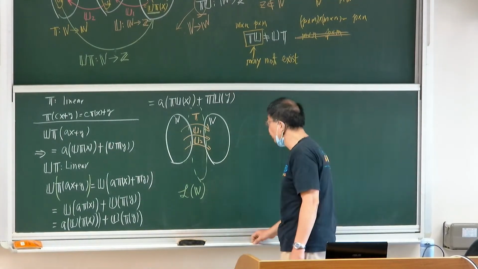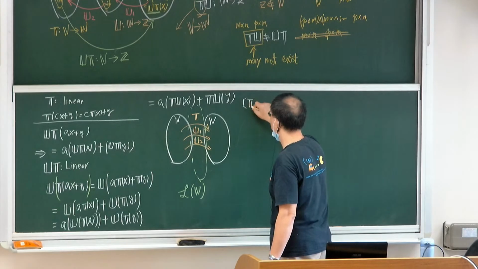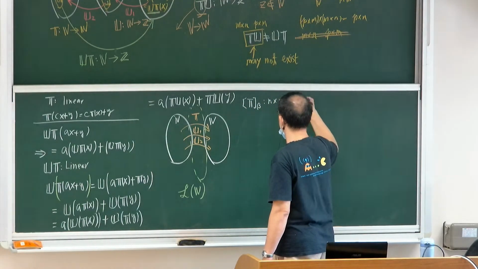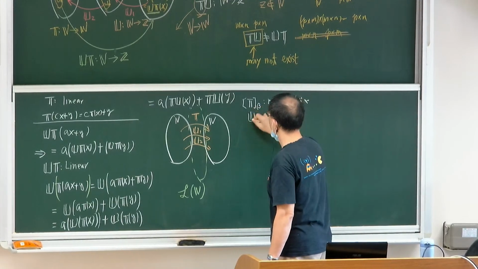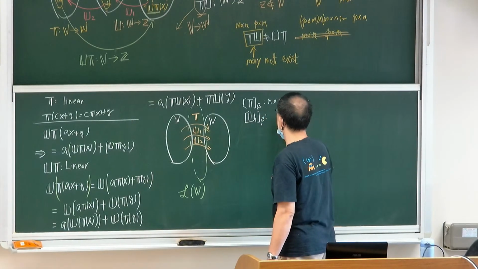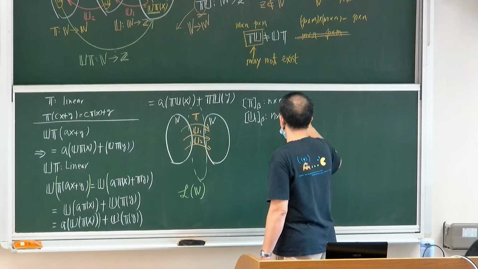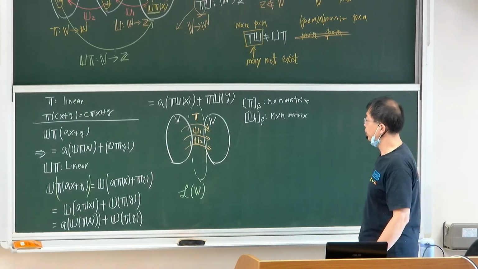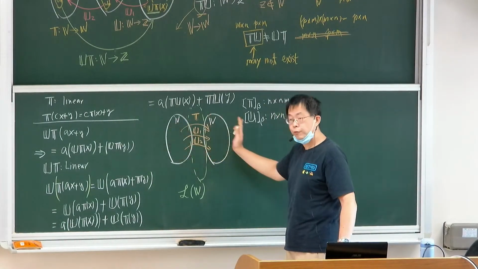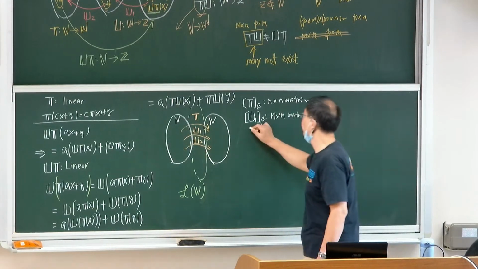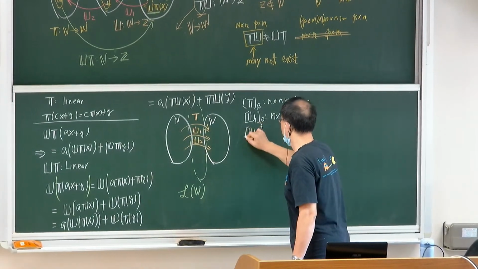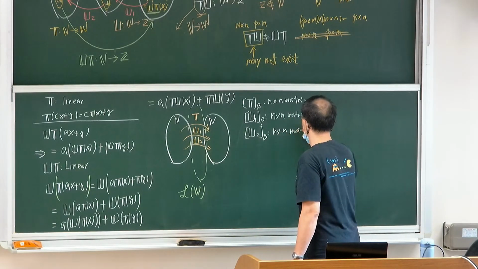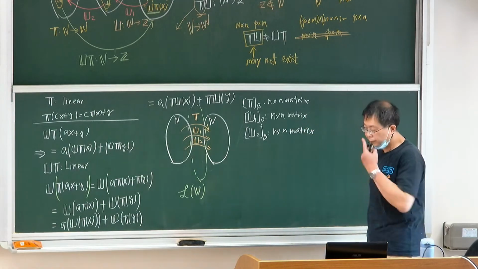And we can also know that for this linear transformation T beta, it is an n by n matrix. For all the linear transformations here, the matrix representations are all square matrices, because it's from V to V. Okay, they are all n by n matrices.